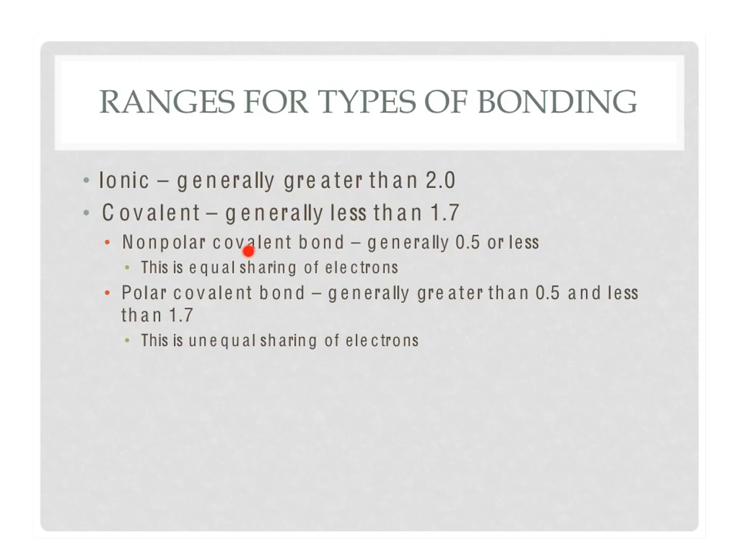Now, a non-polar covalent bond is generally 0.5 or less. And this means that there's about equal sharing of the electrons. So the electrons are being shared equally between the two elements. Remember that in a covalent bond, we have actual sharing of electrons, while in ionic bonds, we have the transference of electrons. In a polar covalent bond, we generally are looking at a range that's greater than 0.5 and less than 1.7. So this means there's unequal sharing of electrons.